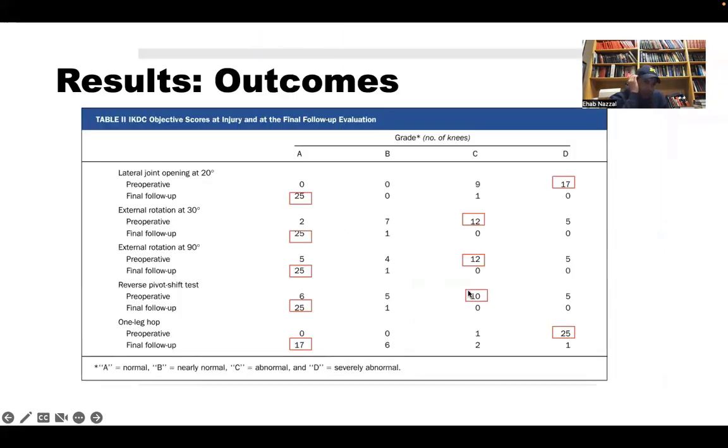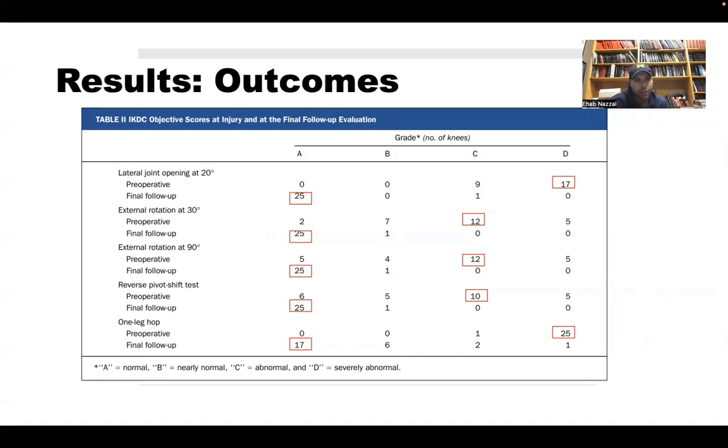In terms of outcomes, this is looking at the objective scores of injury, both at the preoperative and the final follow-up period. Hopefully I'm capturing exactly what Tyler wanted to say, but I think the big takeaway here is that there was successful restoration of stability based on these objective scores from preoperative period to final follow-up. So they graded the finding based on whether it was normal, A, all the way to D, which was severely abnormal.